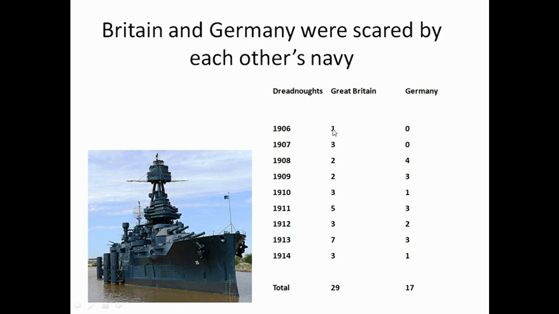So in 1906, for example, Britain built a dreadnought, and the next year they built another 3. And in 1908, they built another 2. And now Germany was jealous, and they said, well, we're going to build 4. And the next year they built 3, and so on and so on. So by the time the war actually started in 1914, Britain had 29 of these massive ships, and Germany had 17. And each country thought, well, the only reason they're building these ships is because they're going to attack us. So that is another important cause of World War One.